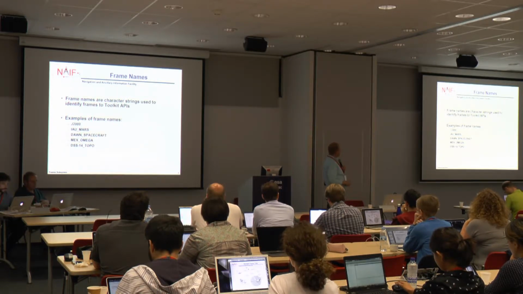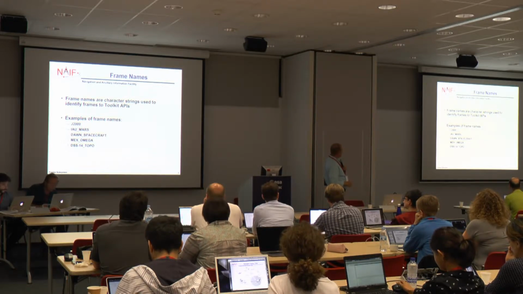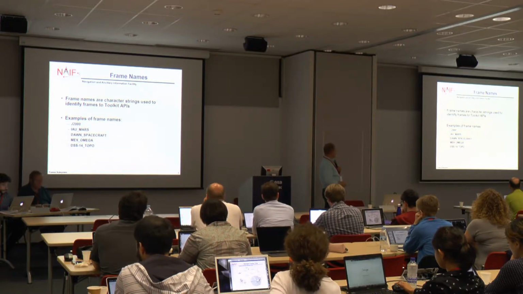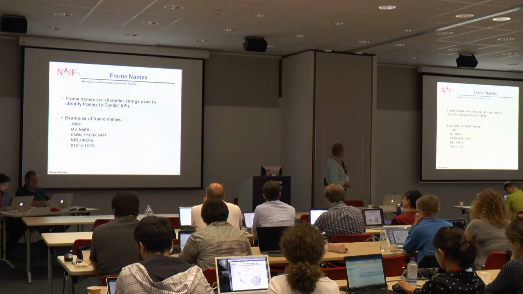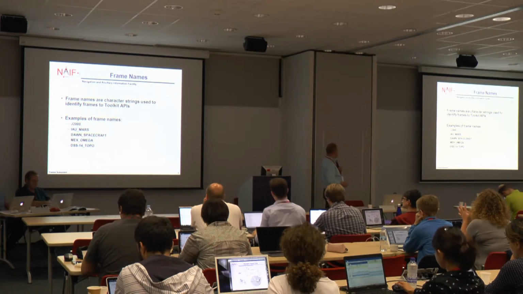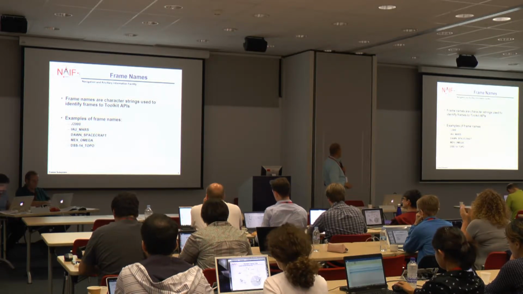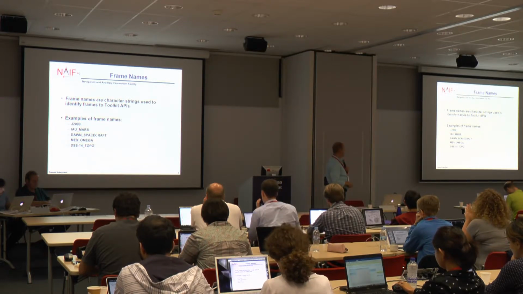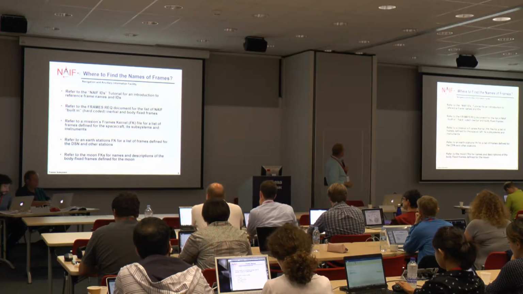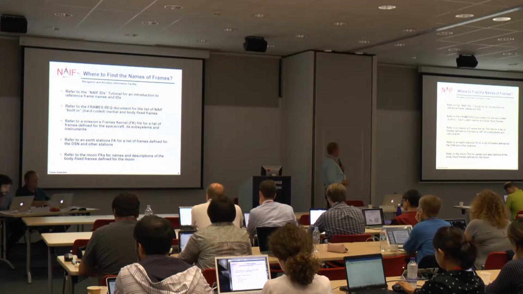To remind you again, to name frames you would use frame names that are character strings, and you will provide them as input arguments to many toolkit APIs. Here are some examples: J2000 frame, IAU_MARS frame for the body-fixed frame of Mars. Dawn spacecraft is the Dawn spacecraft frame, as the name suggests. Xomega is the frame associated with the Omega instrument, and DSS-14_TOPO is a topocentric frame at the DSN station 14 site. So where can you find names of the frames?